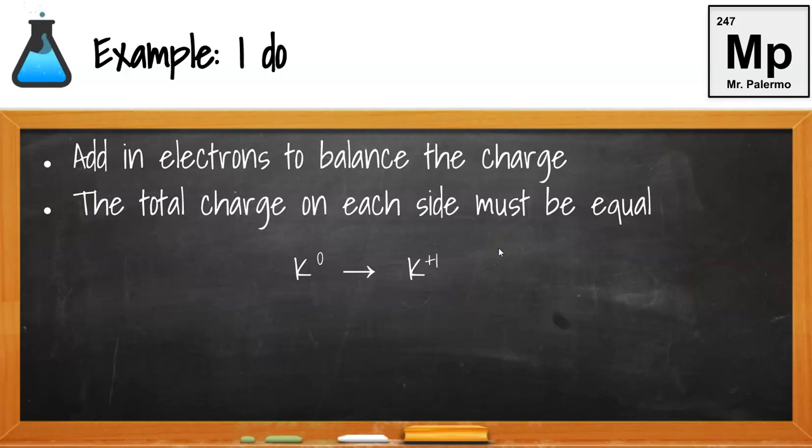But now how many electrons do I put in? Well, look at your oxidation numbers. They go from 0 to +1. I've lost 1 negative charge. That means I lost 1 electron.